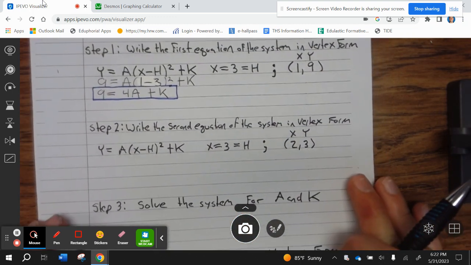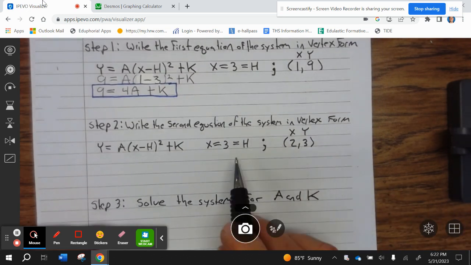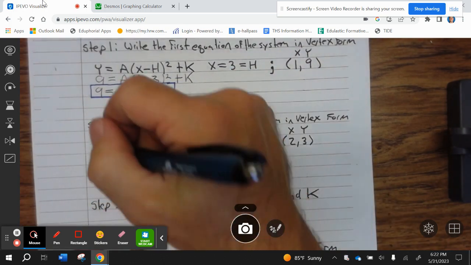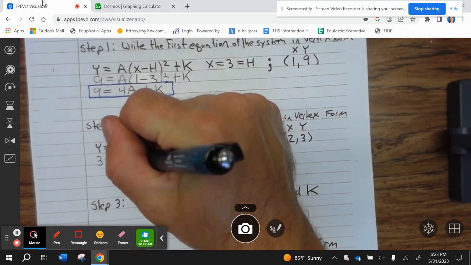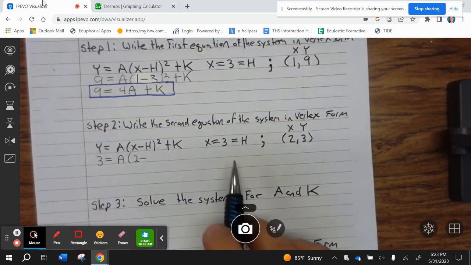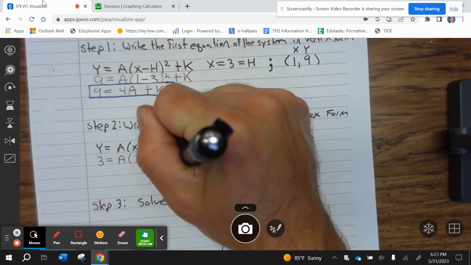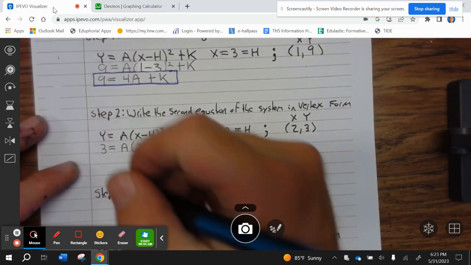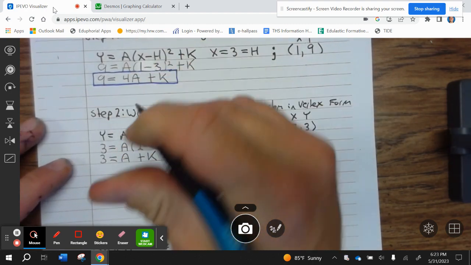Now, step 2 is we're going to write the second equation, given h and the second point. So we plug the numbers in. So y is 3 equals a, parentheses x, which is 2, minus h, which is 3, squared plus k. And all we have to do is change that to 2. 2 minus 3 squared is 1. So that's 3 equals a plus k.